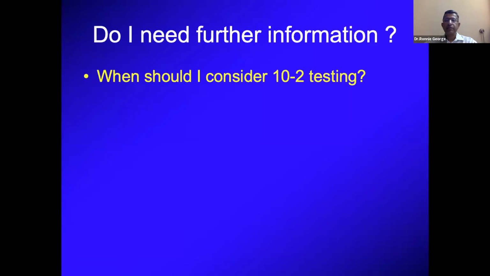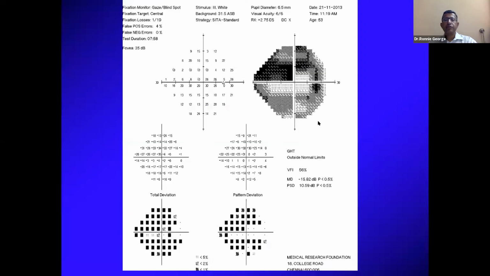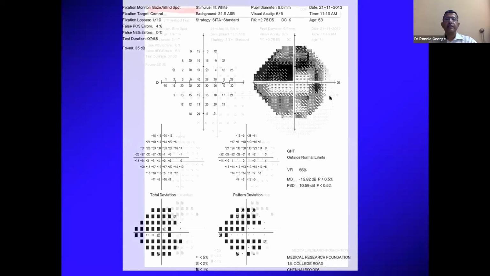What about further information? Do you need further information? And for that, you have additional options available to us. And one of the questions that we get asked is, when should you consider 10-2 testing? So when you look at this visual field, there's a dense superior arcuate defect there, there are biarcuate defects here too, and you have defects which are adjacent to fixation. When you have defects which are adjacent to fixation, it makes sense to do the 10-2.